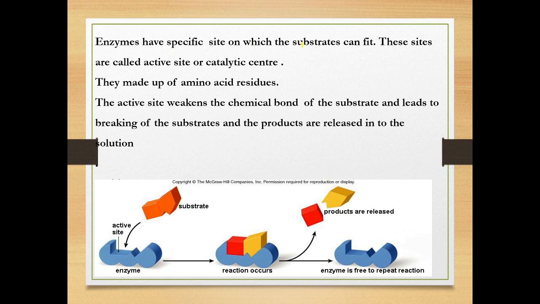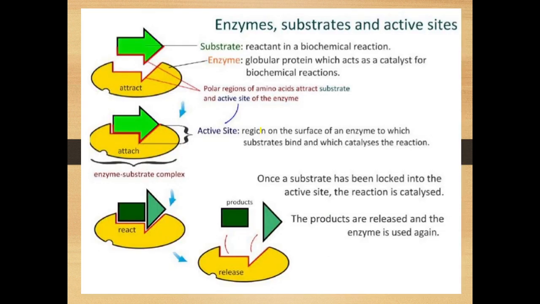Enzymes have a specific site on which a substrate can fit. These sites are called the active site, as already told, or catalytic center. They are made up of amino acid residues. There is another representation. The active site weakens the chemical bonds of the substrate. Actually, what does the active site do? It holds the substrate, loosens its chemical bonds, and leads to the breaking of the substrate, and the products are released into the solution.